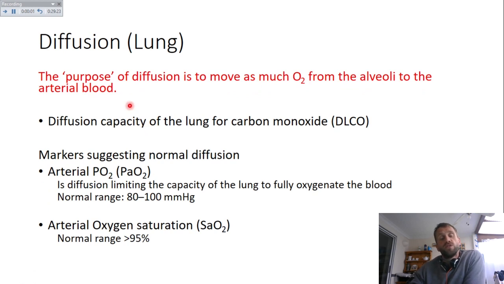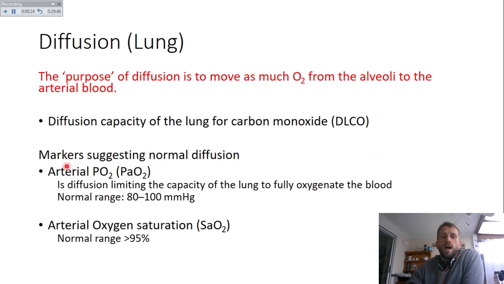Now the next one is diffusion in the lung. The purpose of diffusion is to move as much of the oxygen that's being presented at the alveoli into the arterial blood. It's presented at the alveoli, it can't move by ventilation anymore because it's hit a physical barrier. So its only way of crossing that physical barrier is through diffusion.